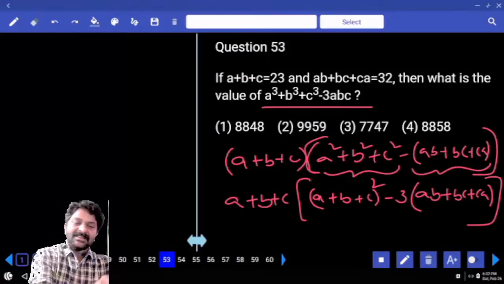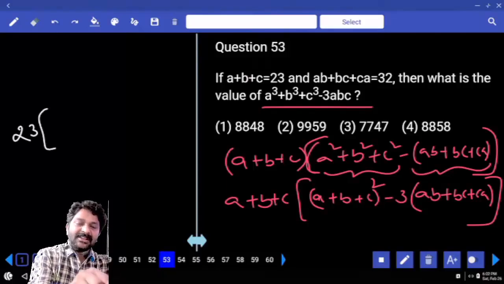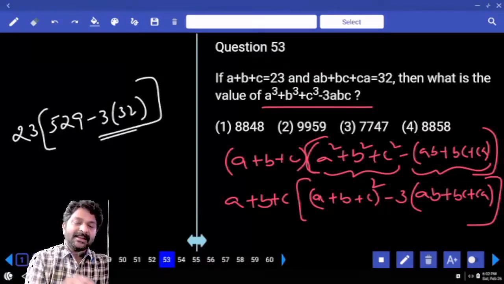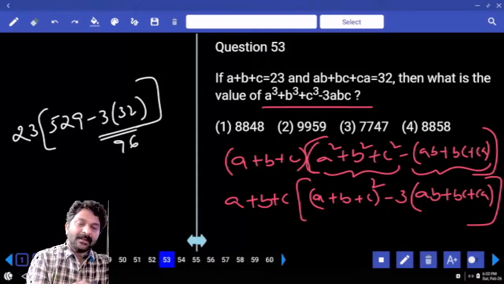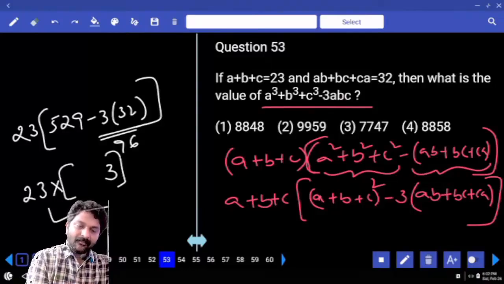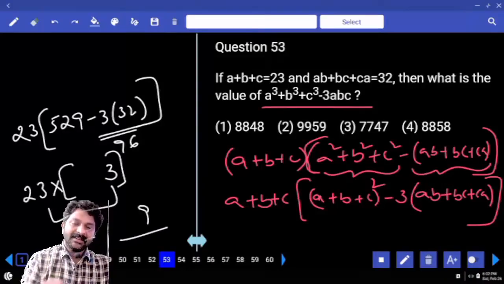A plus b plus c is mentioned as 23, 23 square is 529, minus 3 times of 32. So that means how much we need to subtract? 96. So 23 into, answer must end with 3 into 3, answer must end with 9.